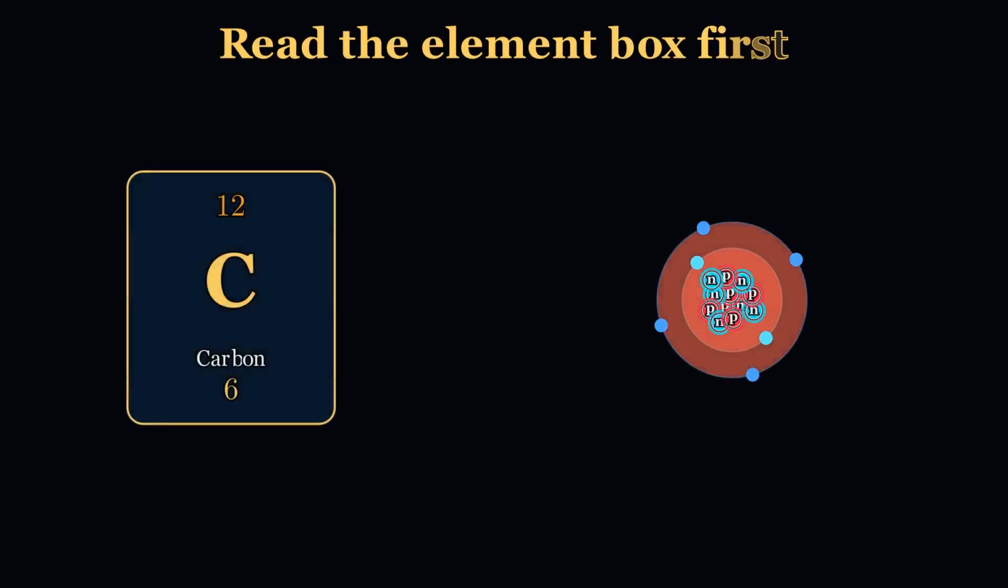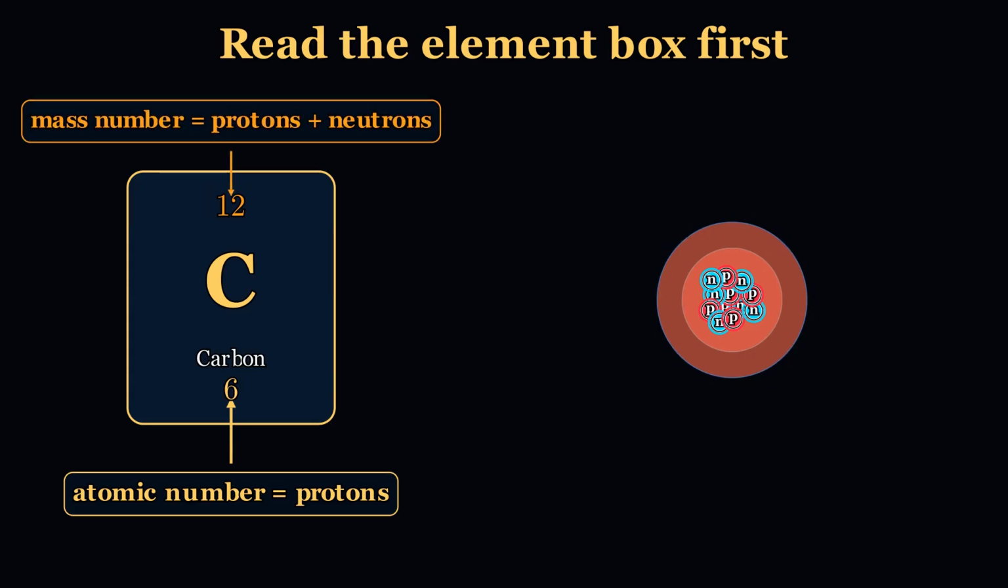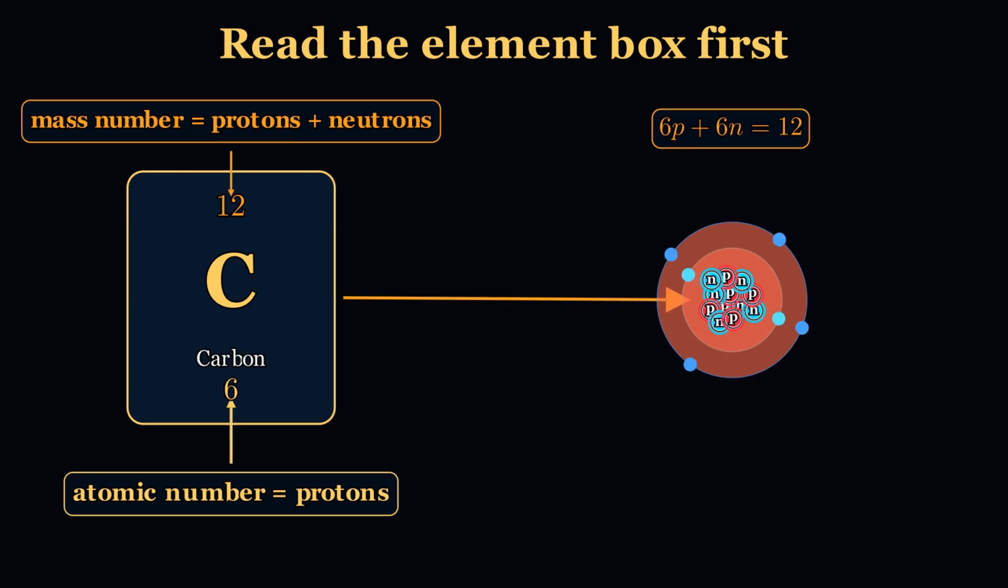Before we start calculating, we need to read an element box properly. Take carbon. The atomic number tells us the number of protons. For carbon, the atomic number is 6, so a carbon atom has 6 protons. The mass number comes from protons plus neutrons. Carbon has 6 protons and 6 neutrons. 6 plus 6 is 12, so carbon has a mass number of 12. That is why 1 mole of carbon atoms has a mass of about 12 grams.